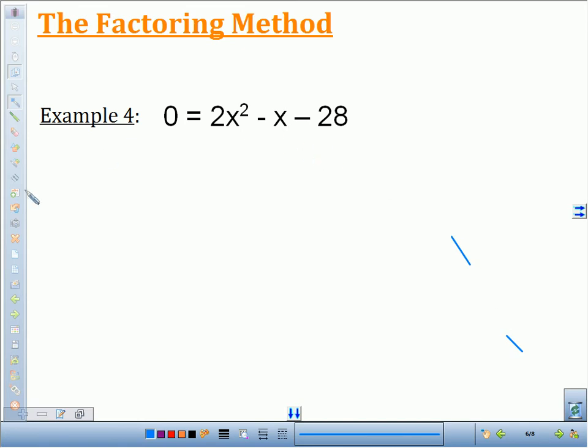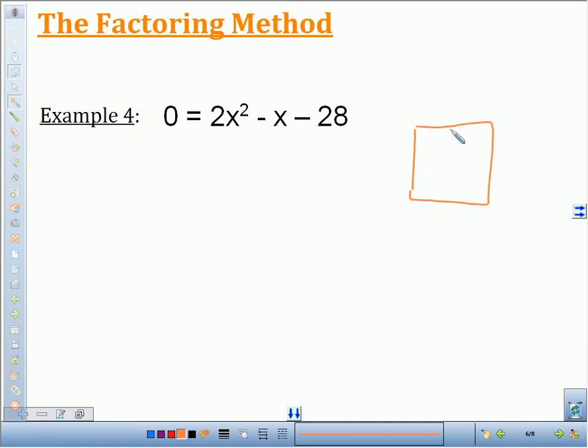Now we're going to look at an example where we do have to factor first. Remember, the zero product property says that if I have two expressions multiplied together and they equal 0, then one or both of the expressions must equal 0. But here, this is just one expression. It's one trinomial. In order to use the zero product property, we have to factor this trinomial. So that's what we're going to do.